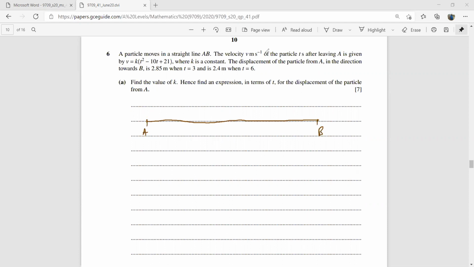The velocity of A is given as k times t square minus 10t plus 21, where k is a constant. The displacement of the particle from A in the direction towards B is 2.85 meters when the time is 3. So let's say when the time is 3, your x is 2.85 meters. That is the distance from A.